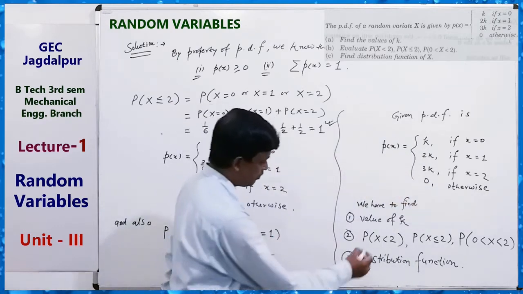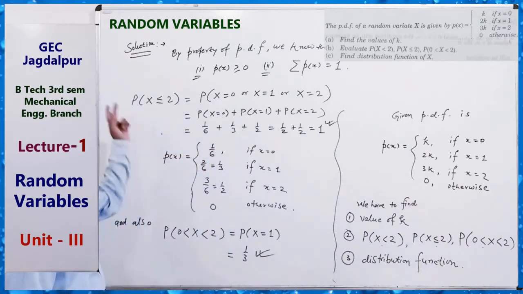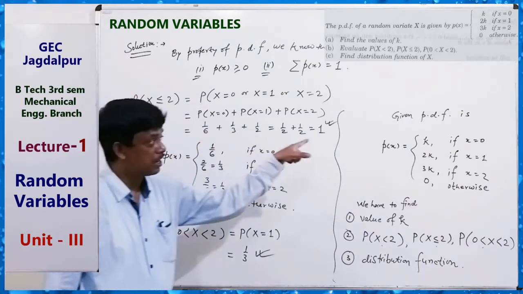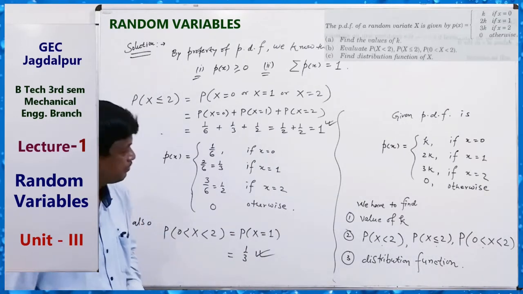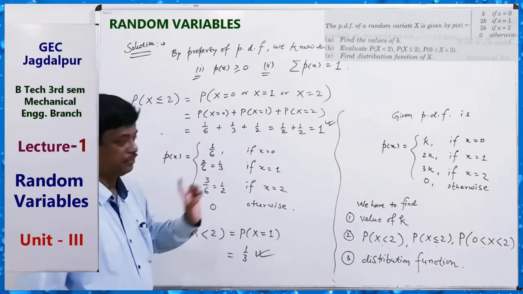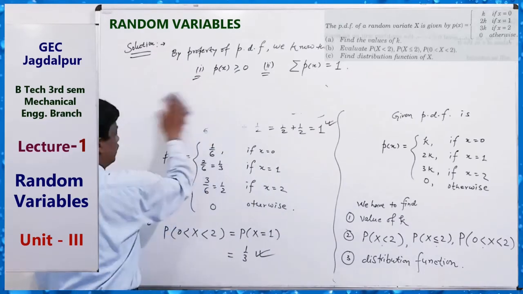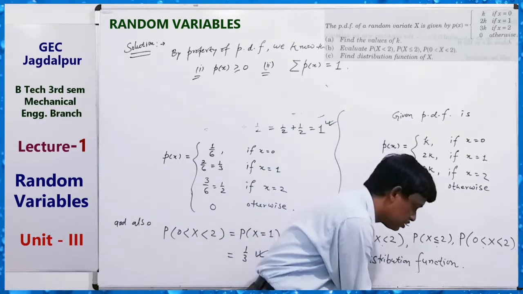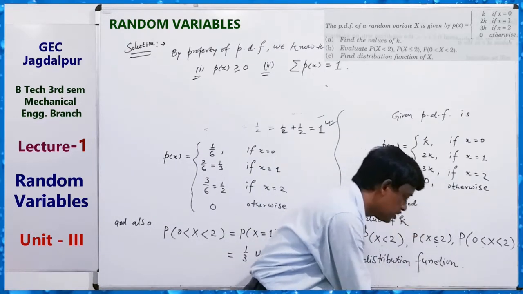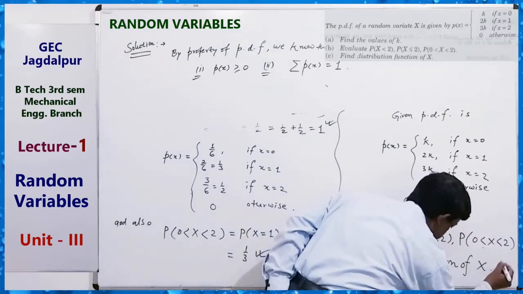So these are the values of this, this and this. Clear? So by this process, for a discrete random variable you can get the probabilities. Clear? This is the PDF. Okay. Now we have to find the distribution function of x.